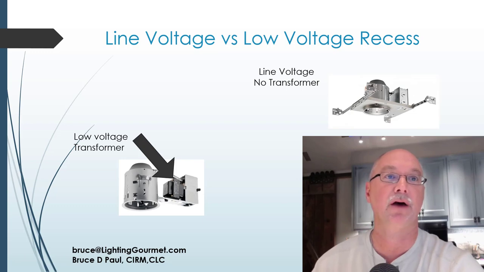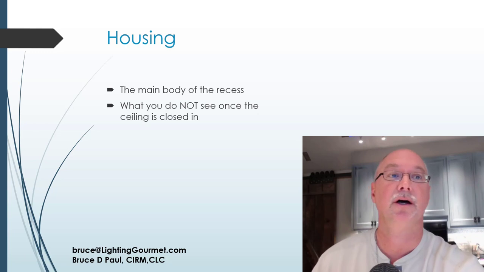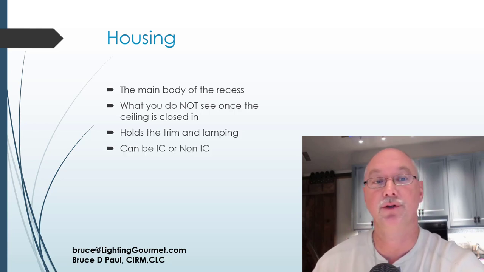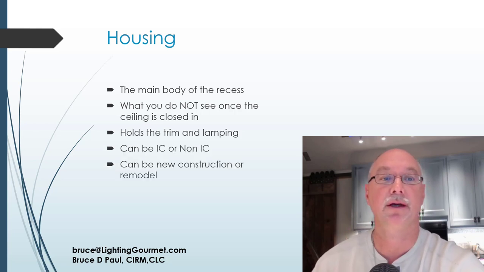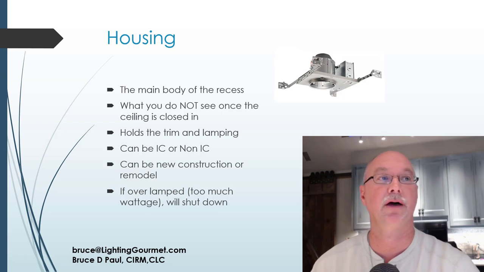So housings, let's talk a little bit more about it. The main body of the recessed light is what you don't see once the ceiling is closed in. It holds the trim and the light bulb. It can be IC or non-IC, new construction or remodel. And if you overlamp it, with too much wattage, it'll shut down. So there's an example of a housing, again, over my head. That's a new construction housing.